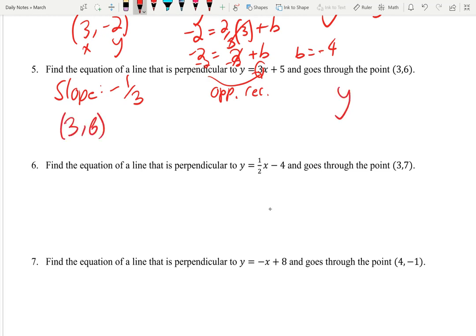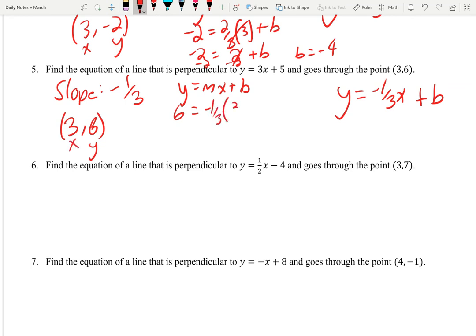So I already know my answer is going to be y equals negative 1/3 x plus b. Remember, I know my slope's negative 1/3 because of the opposite reciprocal to 3. But the question is, what is b? So we'll start from scratch and figure that out. The y is going to be 6, the m is going to be negative 1/3, the x is going to be 3, and then find b.